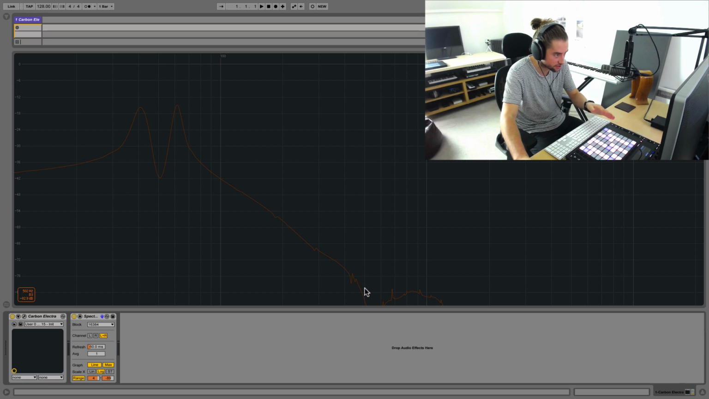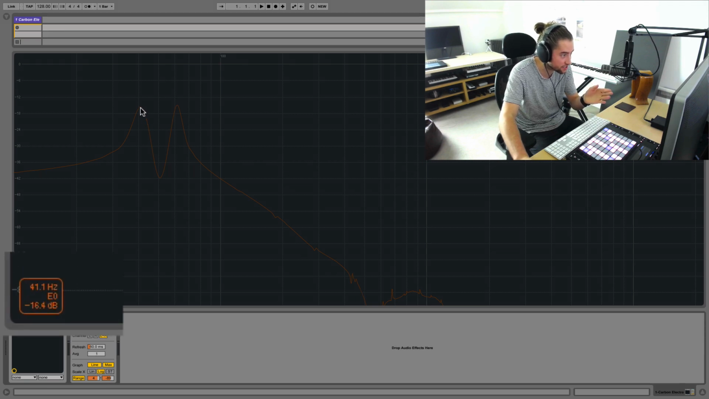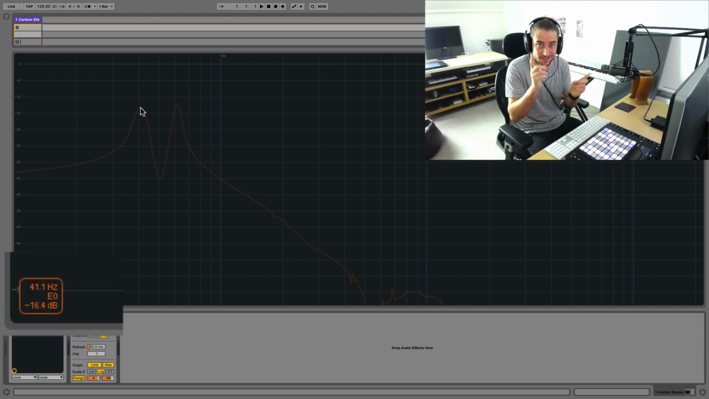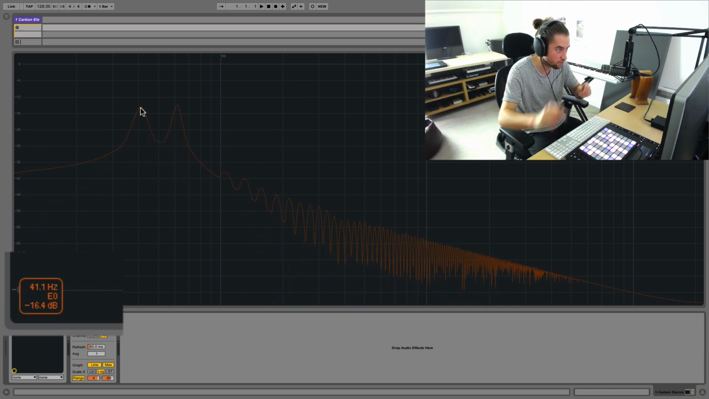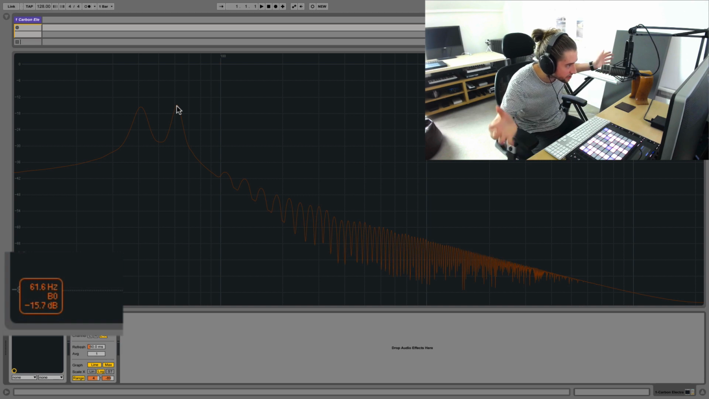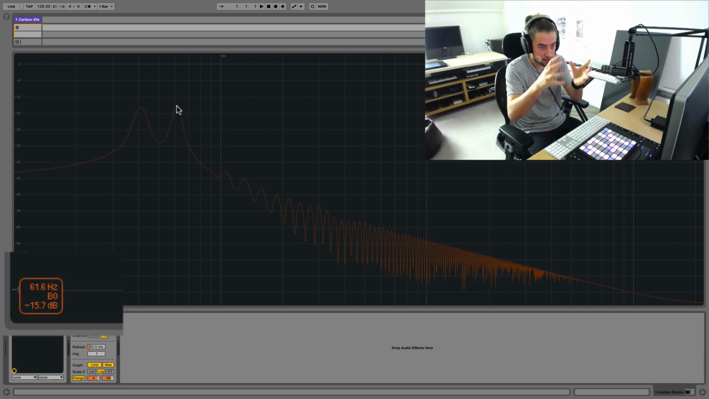So the bottom note I pressed is E0, which is approximately 41 hertz. And then the perfect fifth above, 7 semitones above that E0, is B0, 61 and a bit hertz, 62 hertz approximately. Basically, the frequency ratio of the higher note to the lower note is 3/2.